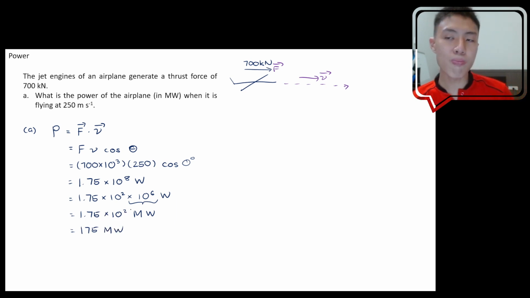So a very simple calculation to show the instantaneous power when the speed is 250 meter per second. So that's how you solve this question involving instantaneous power.